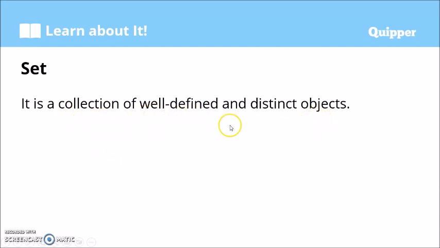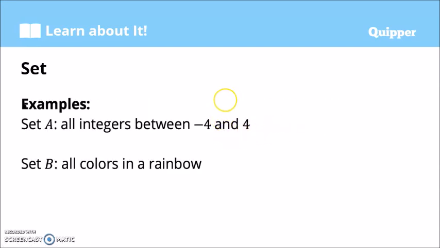objects. So when we say well-defined, dapat hindi siya based on opinion. Okay? It should be based on a fact. And distinct objects, ibig sabihin, magkakaiba-iba. Example ng set ay ang mga ito. We have set A, all integers between -4 and 4.